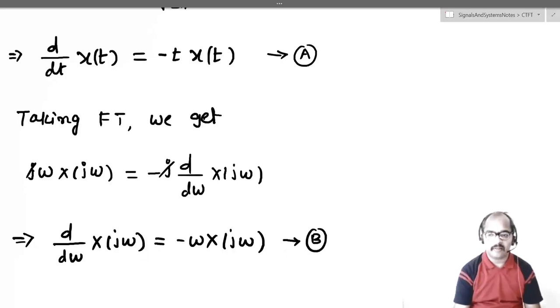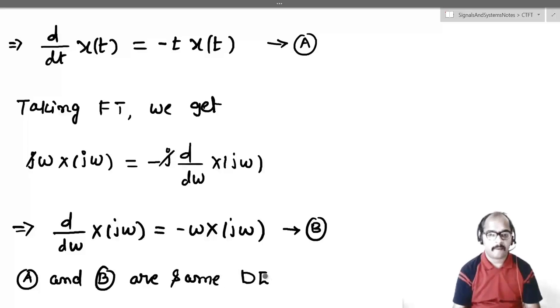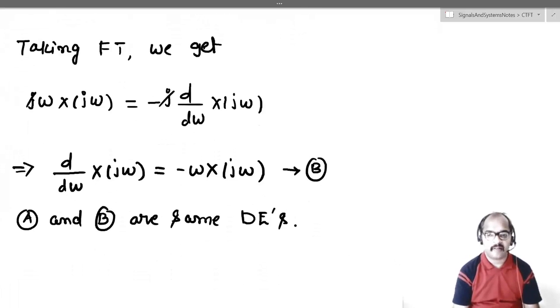So clearly what is it that you observe? You observe that equations A and B are the same differential equations. Why are they the same differential equations here? How does this look? Look at A. d by dt of x of t equal to minus t x of t. Look at B. d by d omega of X of j omega equal to minus omega X of j omega. So definitely they are the same differential equations.